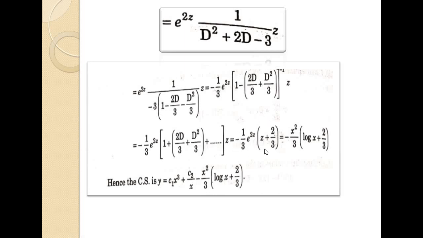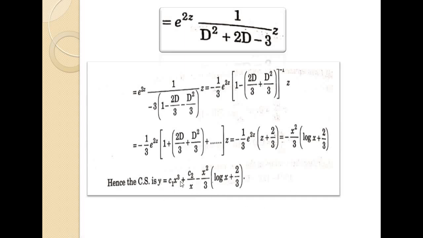So this is the particular integral of the given non-homogeneous linear differential equation with constant coefficients in the variables y and z. But we require the particular integral in terms of x. For that, we will be replacing e power z by x or z by log x, which gives minus 1 by 3 into e power 2z, which can be written as e power z whole square, that is x square, into z replaced by log x, so log x plus 2 by 3. This is the particular integral of the given Cauchy's homogeneous equation. Therefore, the complete solution of the Cauchy's homogeneous equation is y is equal to complementary function plus particular integral.